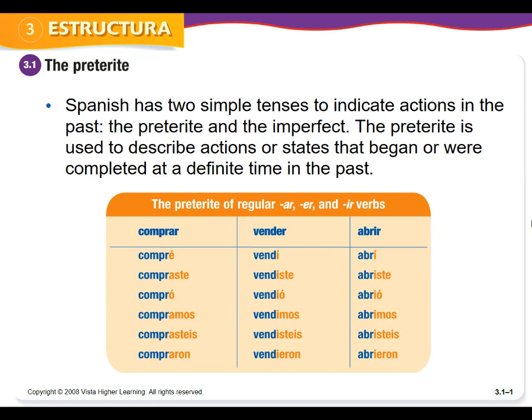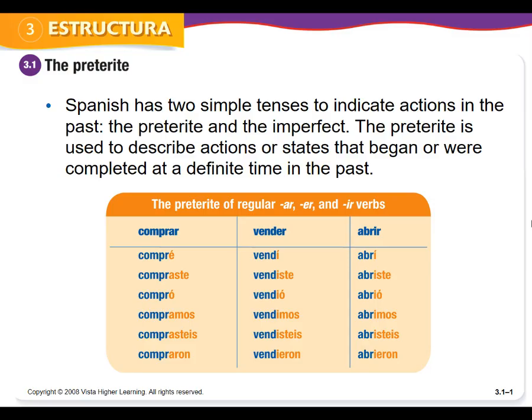Where the imperfect is going to be more general. So maybe you did it all the time when you were a youngster, like I used to pick my nose when I was a kid. Well, that was a repetitive action, and that's probably the weirdest explanation, but hopefully you guys are understanding that the preterite is used to pinpoint an action that happened in the past, and the imperfect will get used more generally.